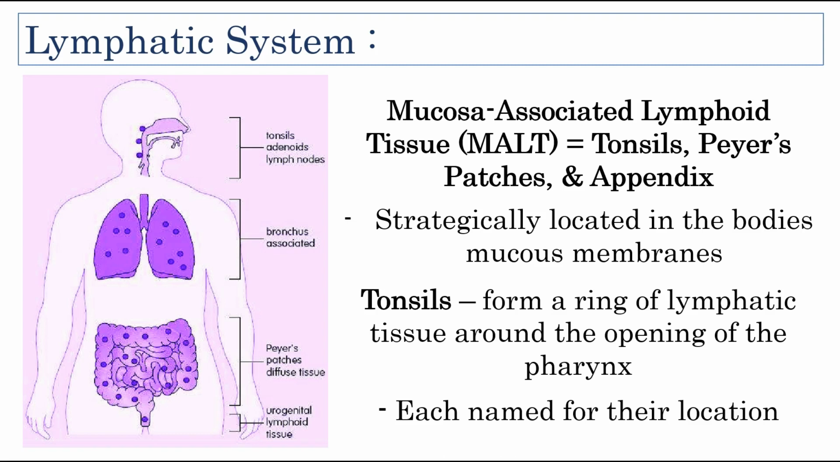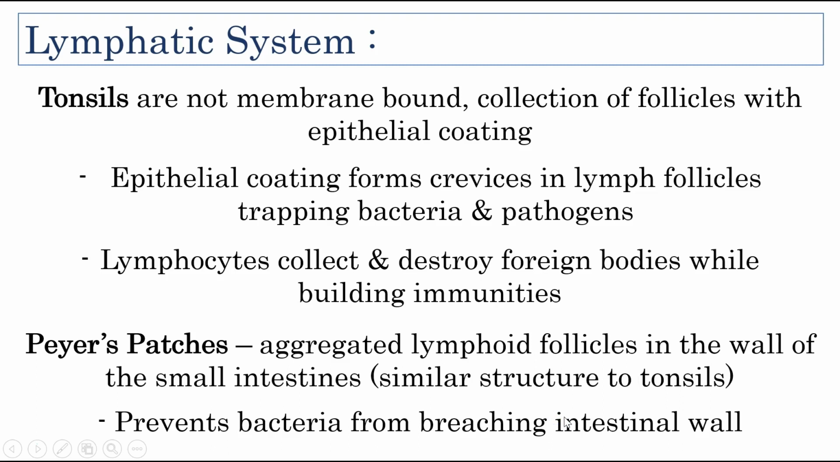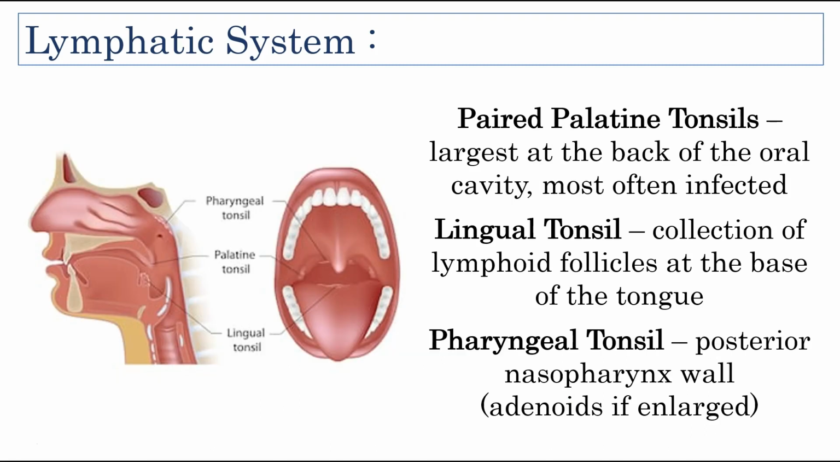The tonsils form the ring around the pharynx, or the opening of the mouth. There are several of them, and they're named for their locations. I'm not going to ask you to name each and every one of them. Just know that they are surrounding the pharynx. I will point out that the pharyngeal tonsil, the one at the very, very back, is called an adenoid when it is enlarged.